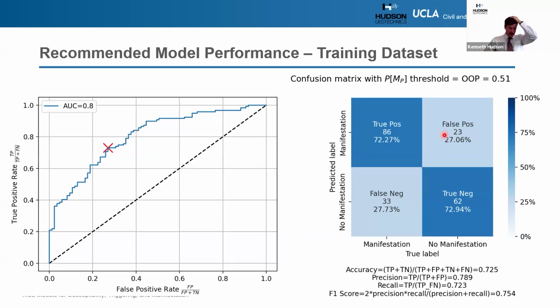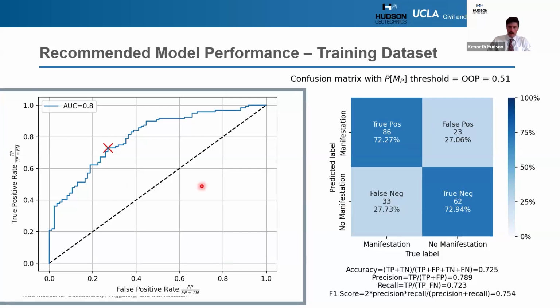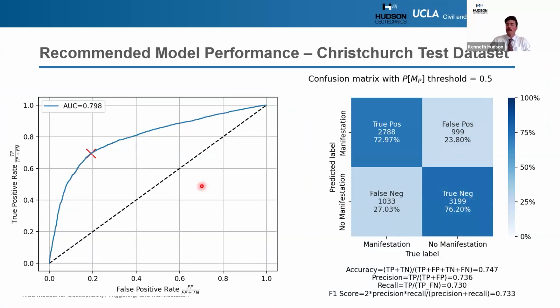We had a 72 to 73% true positive and true negative rate, meaning that we are predicting manifestation to occur at locations where it actually did occur 72 or 73% of the time, and then correctly predicting when manifestation does not occur 73% of the time, which is pretty good. And then we can also test this out on other data sets.